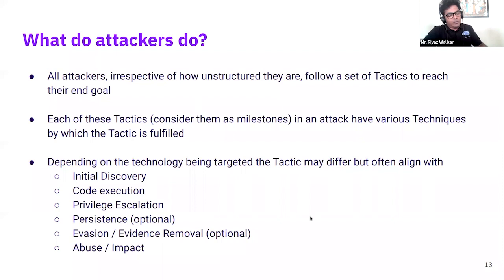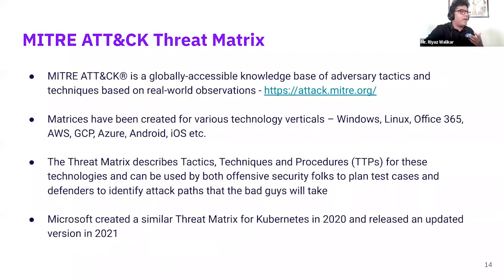This is what the MITRE frameworks are built for, and they have matrices created for various technology verticals. They have them for Windows, Linux. Please take a look at the site. It's a must-see for folks on the offensive as well as the defensive side if you've not seen this before. It's a globally accessible knowledge base hosted at attack.mitre.org. The threat matrix describes tactics, techniques, and procedures, TTPs for short, for these technologies, and can be used by both offensive security folks to plan test cases and defenders to identify what attack paths are going to be taken by the bad guys.